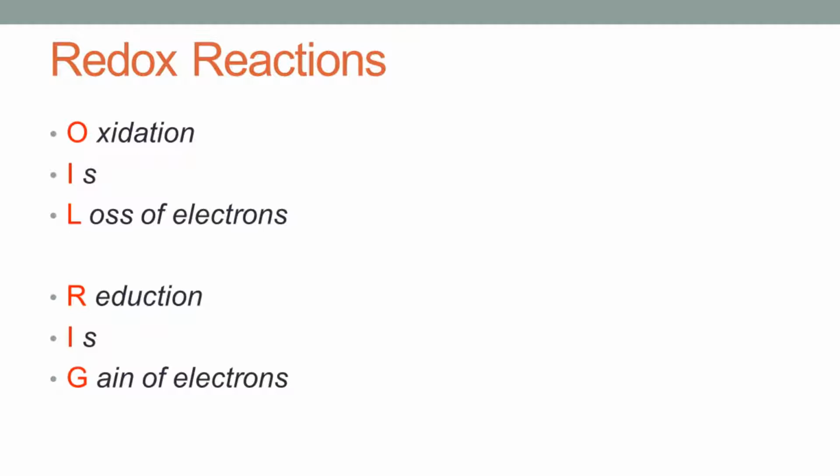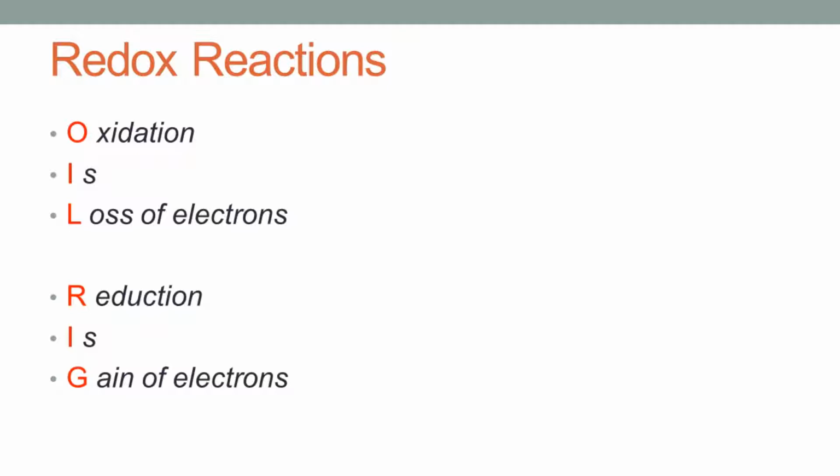Whenever there is a redox reaction taking place, there will be an atom or ion that loses an electron. That atom or ion is getting oxidized, and it's a reducing agent. There is a second atom or ion that gains electrons. In the process, it gets reduced, and that's the oxidizing agent. So OIL-RIG tells us what is oxidation and what is reduction.